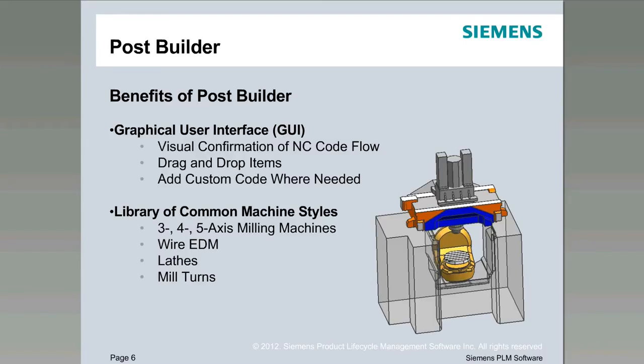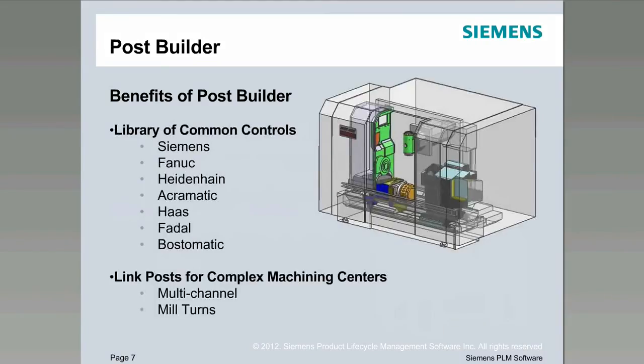So the custom code does require a little bit of knowledge of TCL or Tool Command Language, but we have a lot of examples that are pre-built and put into the system ready for you to use. We also give you a library of common machine styles. So basically we've worked out the kinematics for a lot of different varieties of 3, 4, and 5 axis milling machines. Also for wire EDM, lathes, mill turns. We really have those already in the system.